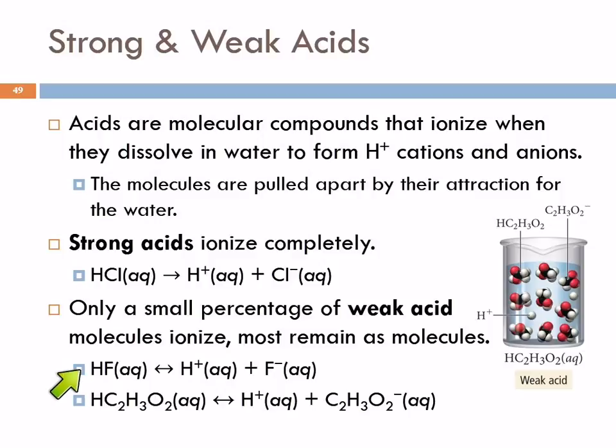So here we have HF. This is a weak acid. It forms some hydrogen ions and some fluoride ions, but mostly we'll see hydrogen fluoride molecules floating around in the water. Acetic acid is also a weak acid. Here we have an illustration of acetic acid in water. And so there's a hydrogen ion, there's an acetate ion, but most of these are intact molecules of acetic acid. And so that's a weak acid.